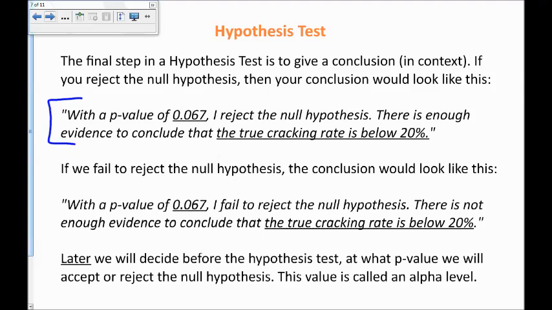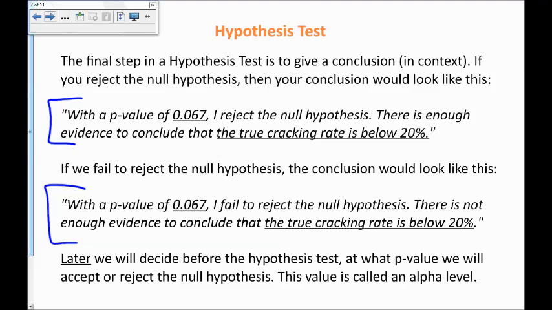a 0.067 chance of happening, then you would fail to reject using this phrase. With a p-value of 0.067, I fail to reject the null hypothesis. There is not enough evidence to conclude that blank. In this case, it is the true cracking rate is below 20%. Okay. Later on, we will decide before we do the hypothesis test at what p-value we will accept or fail.